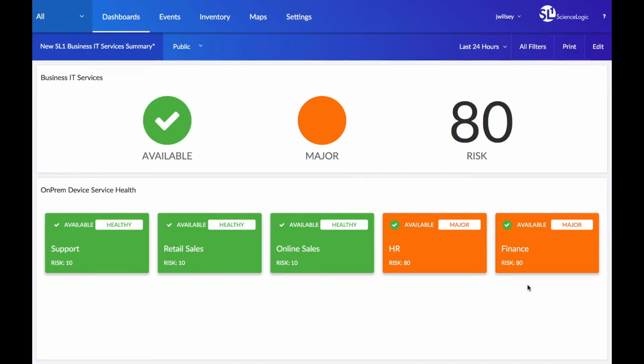Okay, that's great. So can you talk a little bit more about how we can see the details behind the fact that the HR and finance are experiencing a problem? Yep. So what we do is we bring data from all different sources. We can bring performance data, log data, application data, even cloud service data. We bring all that information into our data lake, and then we apply context so we understand how everything is related to everything else.